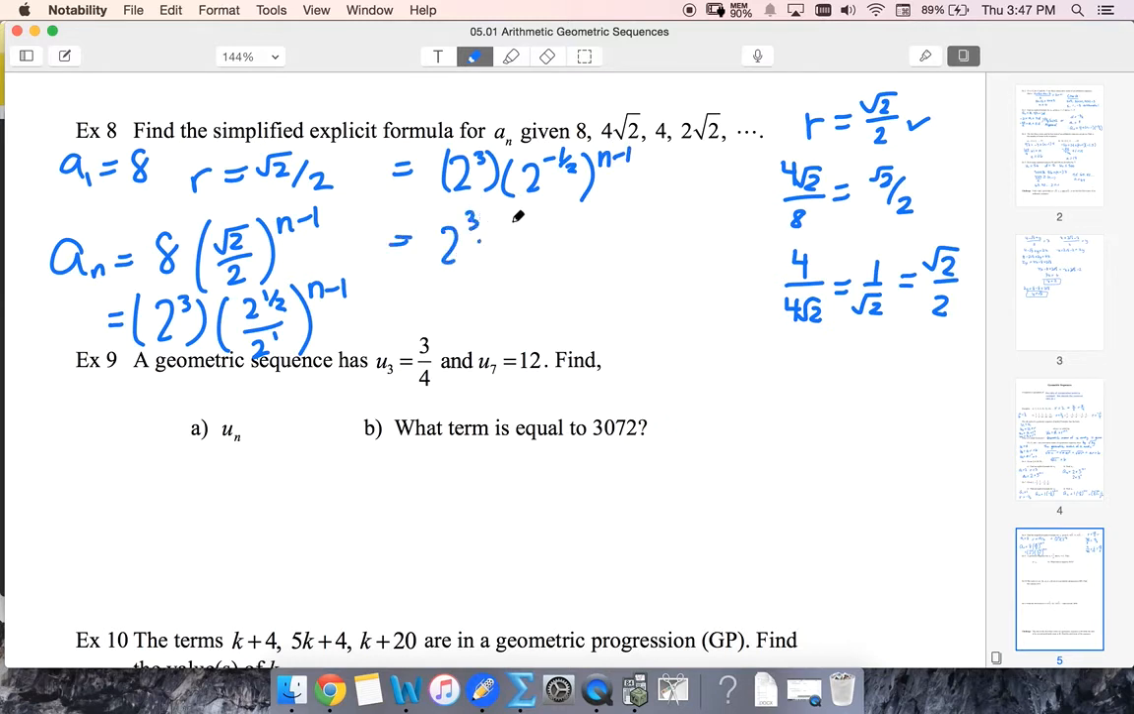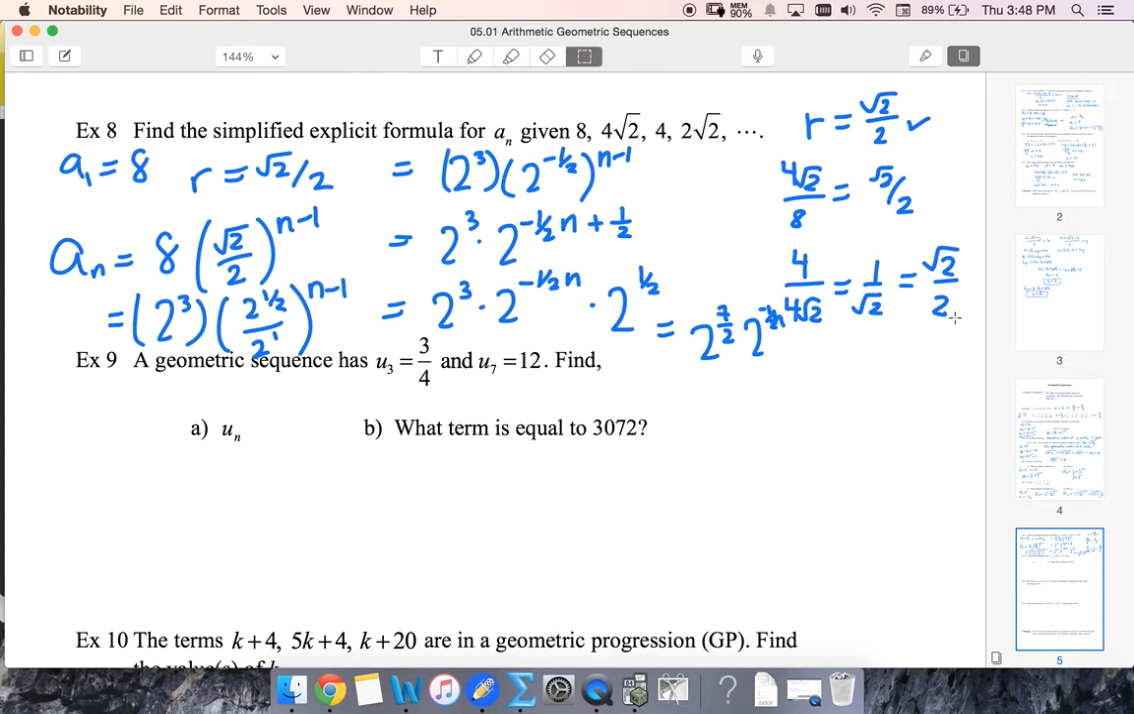2 to the third times 2 to the negative 1/2 n plus 1/2. That's the same as 2 to the third times 2 to the negative 1/2 n times 2 to the half. Now I can combine those two. That's going to give me 2, let's see, 6 over 2 plus 1 over 2, that's 7 over 2, times 2 to the negative half n. I'm going to put those back together.